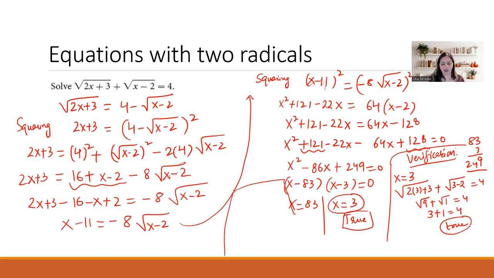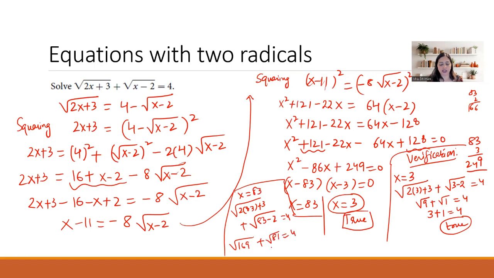And if we do the verification for x equals 83, so the square root of 2 times 83 plus 3, plus the square root of 83 minus 2, equals 4. So that's going to be a different number. And if I simplify that for you, 83 times 2 is 166, plus 3. So that's 169. And 83 minus 2 is 81.